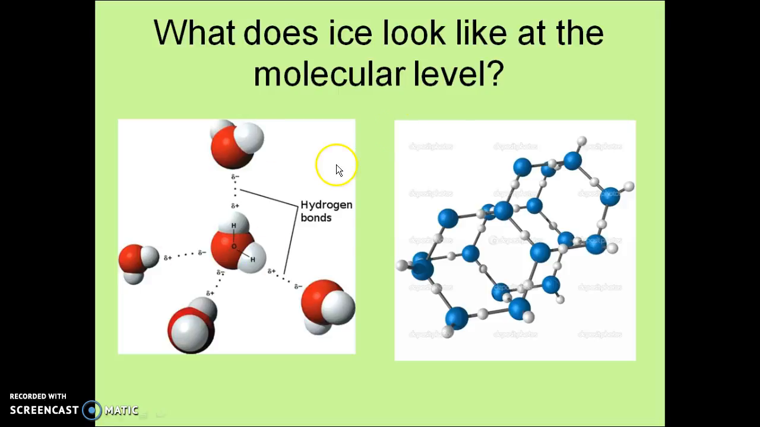So, these are hydrogen bonds forming between these water molecules, and when enough hydrogen bonds form as water cools, they get pushed apart and they form this lattice-like structure. So we often call this the crystal lattice of water molecules.